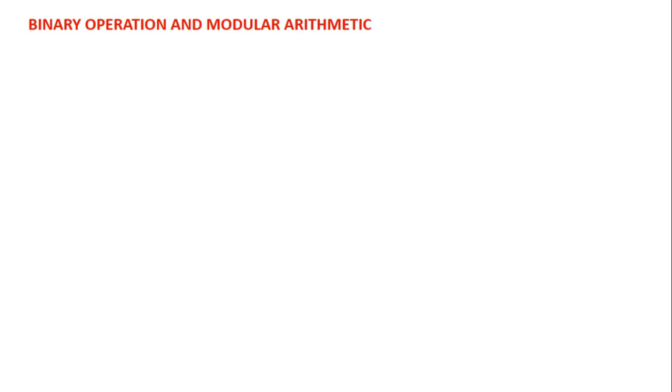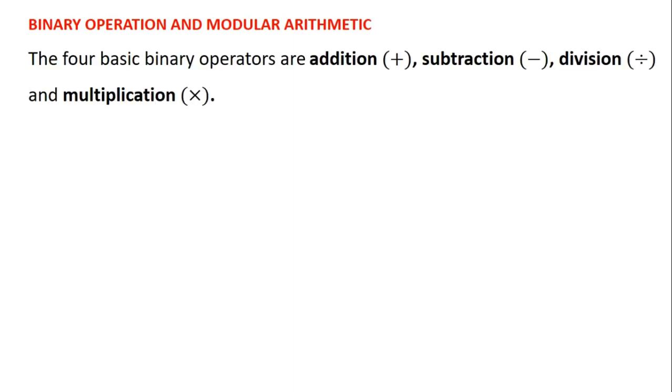In the second and third videos on the topic real number system, we considered binary operation in detail. In those videos, we learned that the four basic binary operators are addition, subtraction, division, and multiplication. These binary operators combine numbers to produce a result. So for example, 2 plus 3 will give us 5.